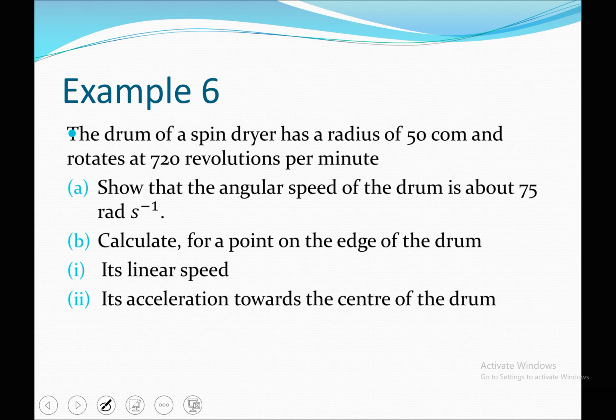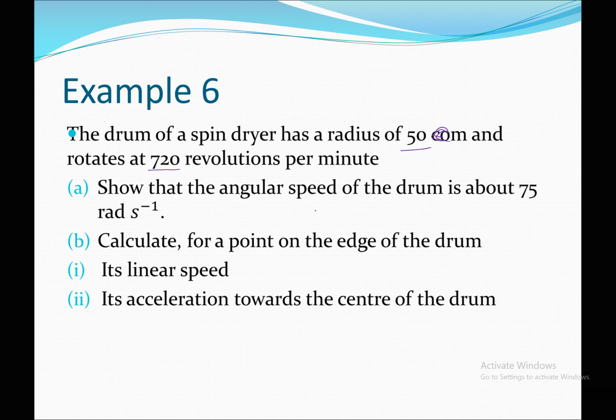Example number 6. The drum of a spin dryer of radius 50 centimeters rotates at 720 revolutions per minute.